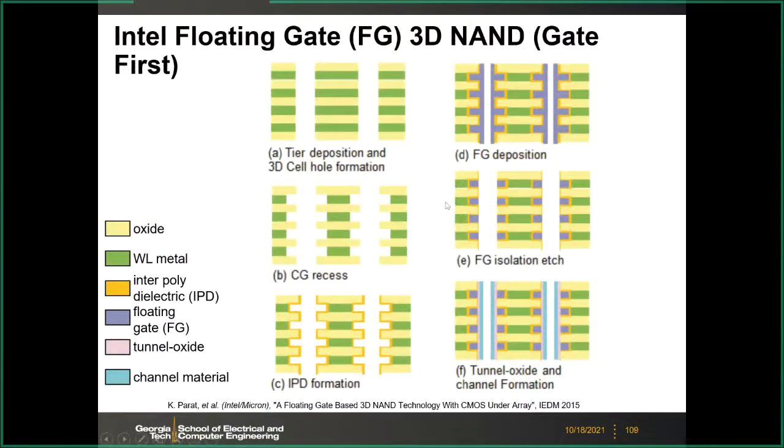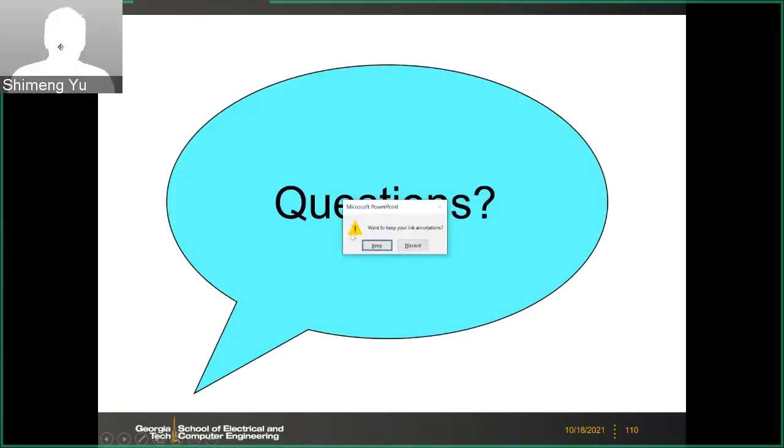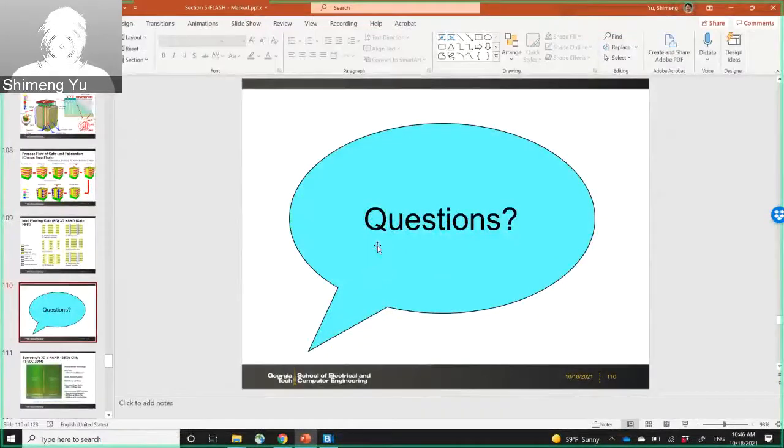And then this is a gate first process for Intel's process. I will skip that, and you can look at the flow here by yourself. But I don't think we will emphasize too much on the fabrication process in this course. This is for your information. All right, so any questions before we stop here?